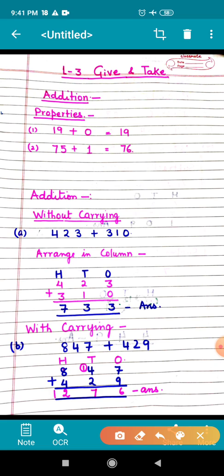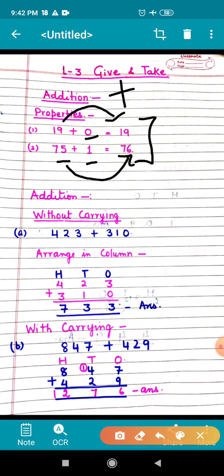Children, you know that the plus sign is used for addition, okay? And here are the two properties of addition. If you add 0 to any number, you will get the number itself as the answer, okay? And the second property is if you add 1 to any number, you will get the next number as an answer. As you all know, after 75, 76 comes. So when you add 1 to 75, you will get 76.